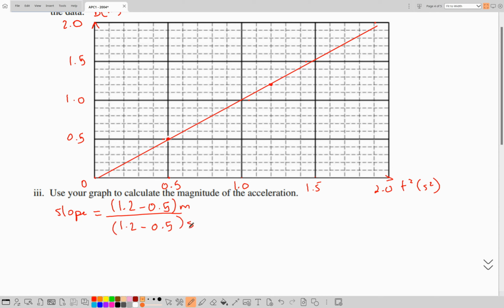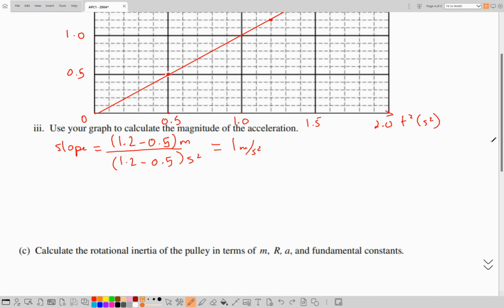Now in seconds squared, and the slope in this case of our best fit line would be 1 meter per second squared. And how will we use the slope in order to determine the acceleration? First, we know that the acceleration determined in the previous part is given by 2d divided by t squared, which means that d can be written as a divided by 2 multiplied by t squared.